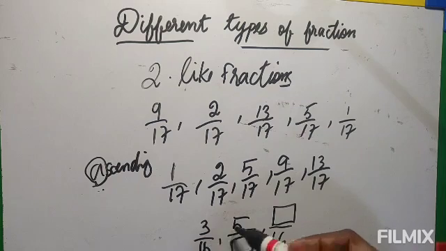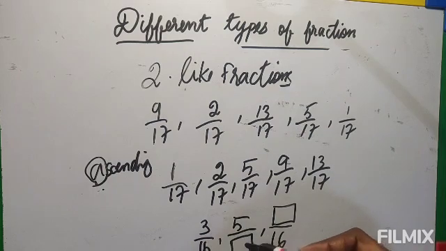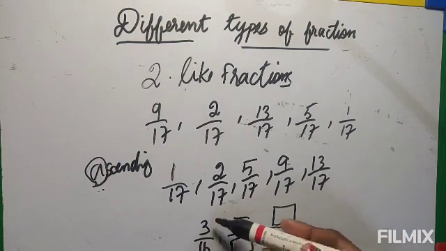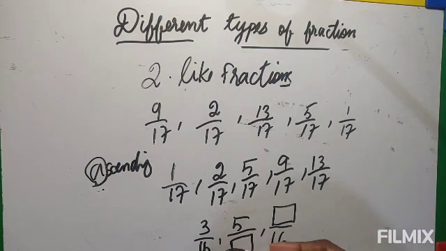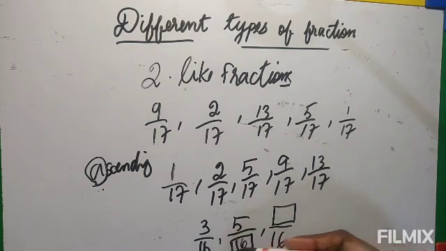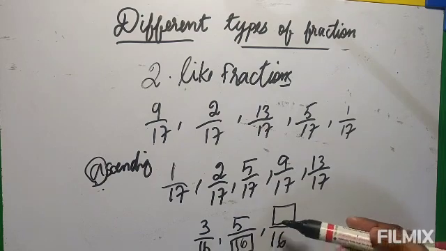Now see here, 3 by 16, and here 5 by dash and dash by 16. These three fractions are given. You have to write like fractions. Like fractions means the denominator 16 must be there. Here 3 by 16, the same thing here also, 16 must be there. For like fractions, all the denominators are the same. But what about the numerator? Don't bother about the numerator.